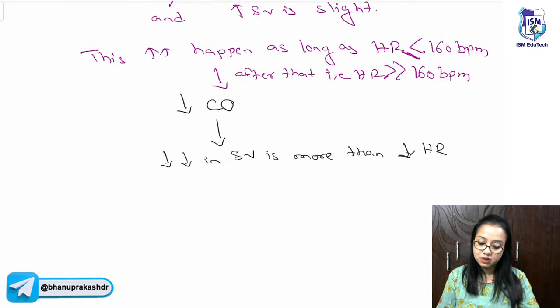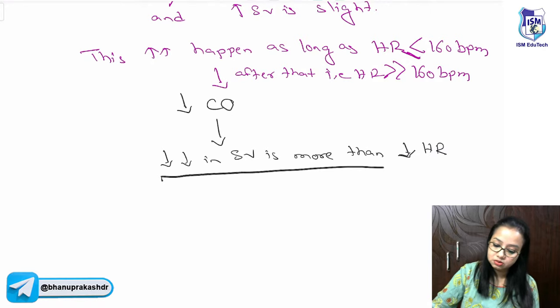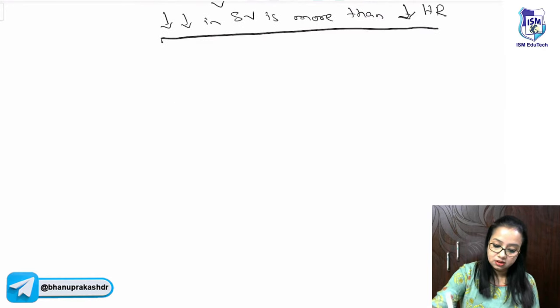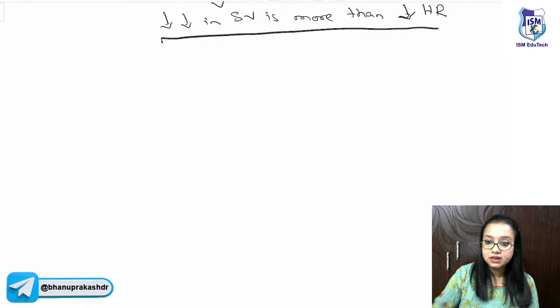Now, the opposite happens when the cardiac output is dropping. When the heart reaches 160 beats per minute, the cardiac output starts dropping. When the drop in the cardiac output happens, the stroke volume decreases faster, much quicker compared to the decrease in the heart rate. This is a point that we have to remember. Understanding the modulating, affecting and maneuvering capacities of the heart rate and stroke volume on the cardiac output.